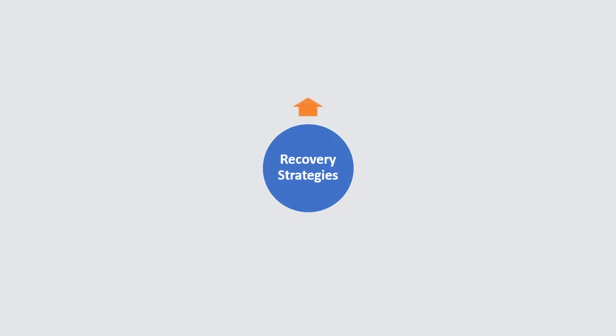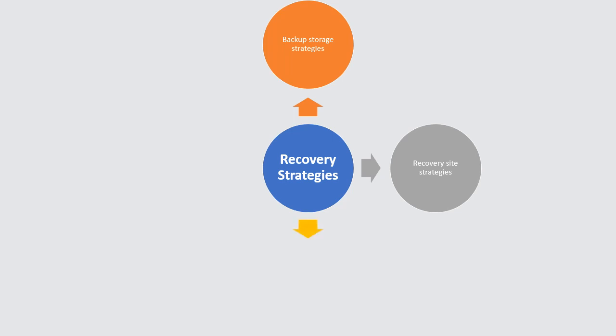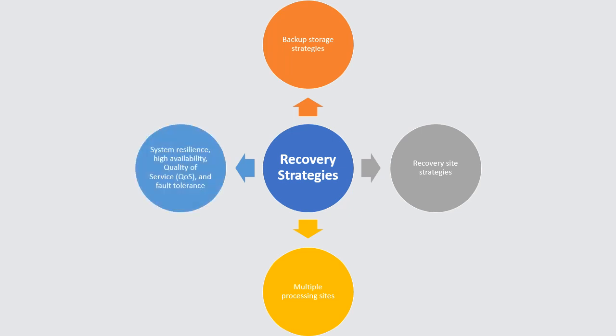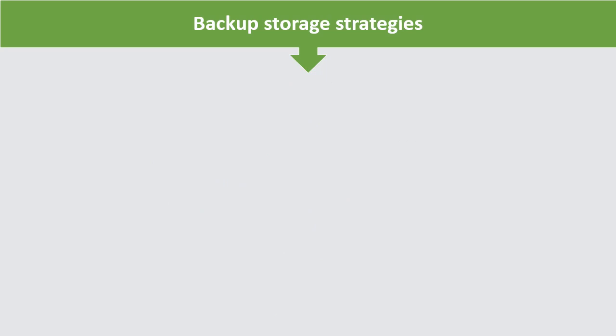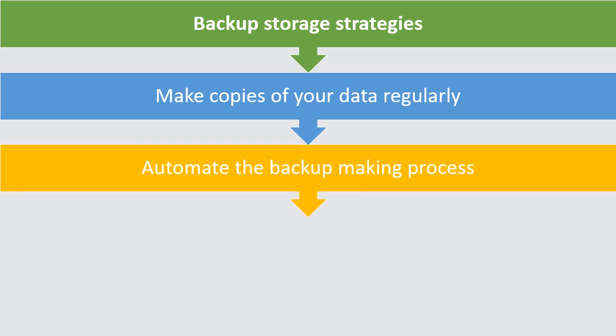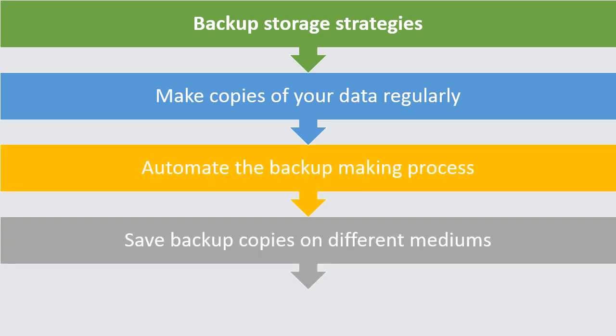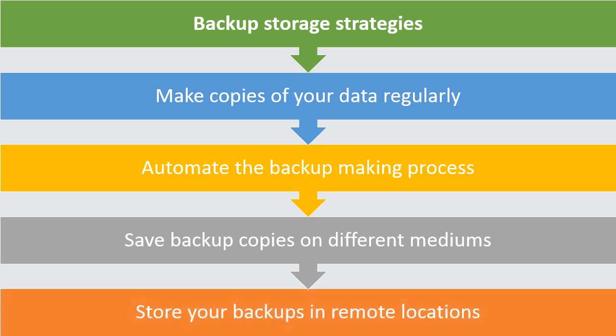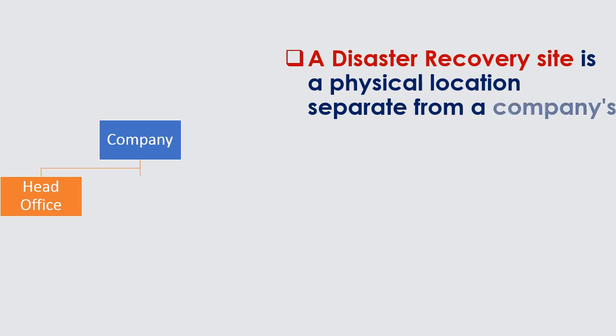Recovery strategy types are: backup storage strategies, recovery site strategies, multiple processing sites, system resilience, high availability, quality of service, QoS, and fault tolerance. Simple backup storage strategies are: make copies of your data regularly, automate the backup making process, save backup copies on different mediums, and store your backups in remote locations. A disaster recovery site is a physical location separate from a company's primary headquarters.